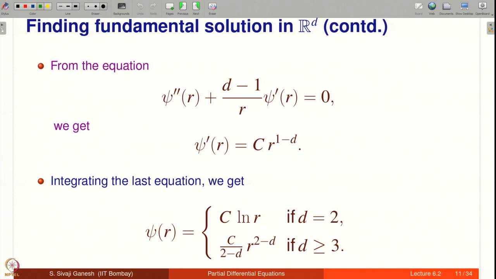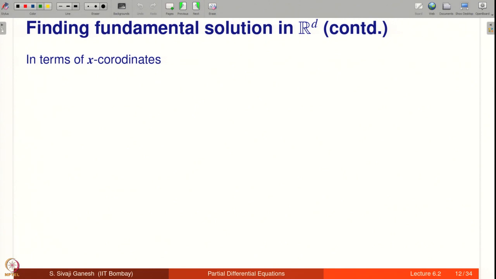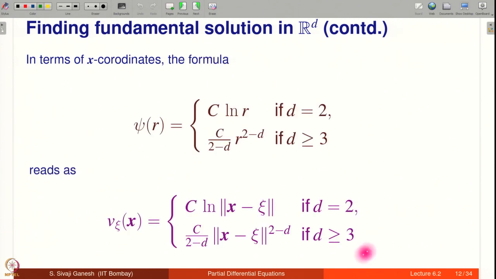Integrating the last equation, we get psi of r equal to c times log r if d equal to 2, and c by 2 minus d r power 2 minus d if d is greater than or equal to 3. So, the form looks different in dimension 2 and dimensions greater than or equal to 3. This is the reason why we will be considering d equal to 2 separately and d greater than or equal to 3 separately in our analysis in the next 2 lectures. So, in terms of x coordinates, v xi of x is c times log r, where r is norm x minus xi. Substituting r equal to norm x minus xi, we get this expression for v xi of x.